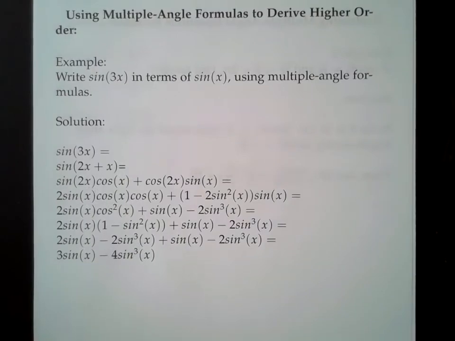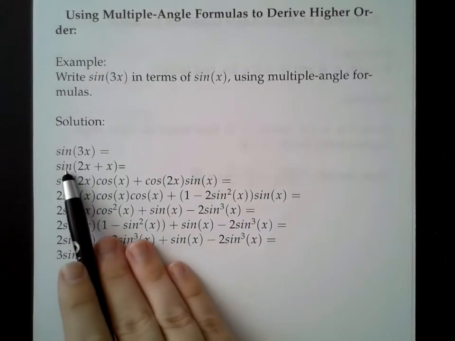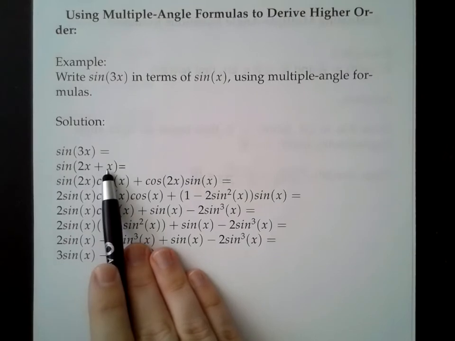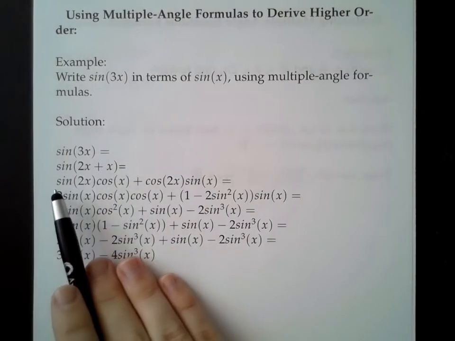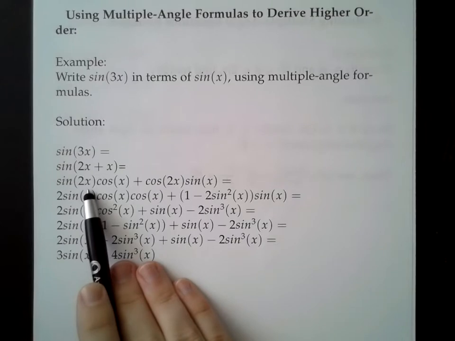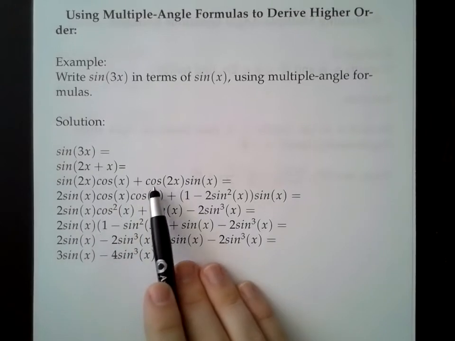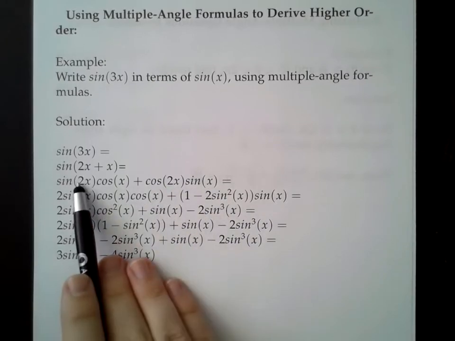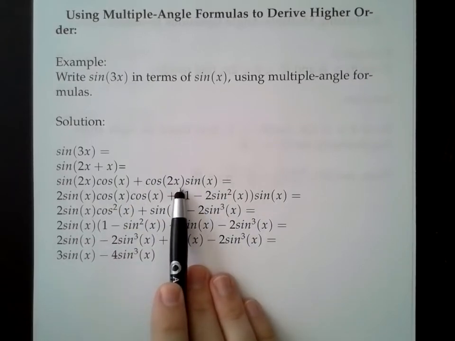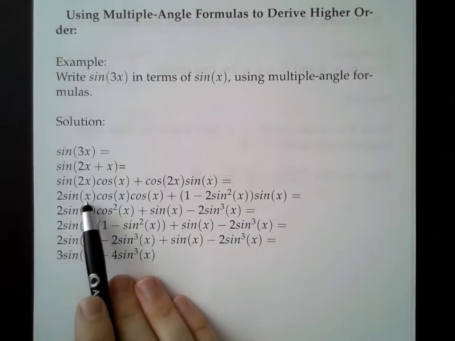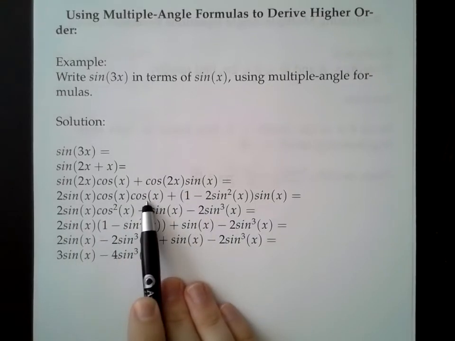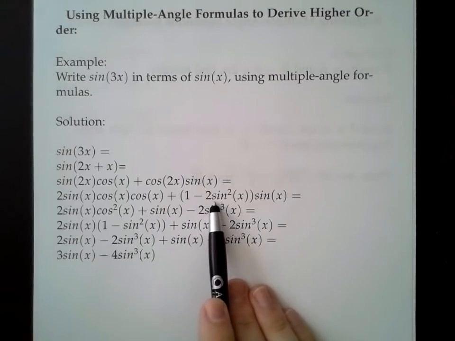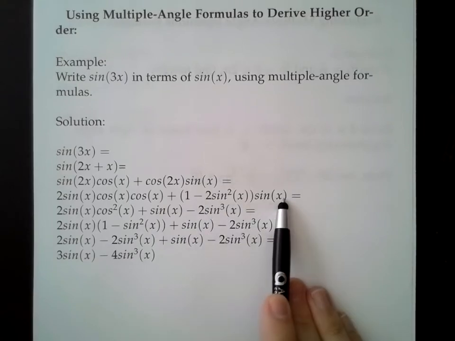So then what I'm going to do is I'm going to break this down. So I'm going to have sine of 2x plus x. I'm going to use my addition formula for sines. And what this is going to give me is sine of 2x times cosine of x plus cosine of 2x times sine of x. Now notice here that I'm also going to have my double angle formulas. And what this is going to give me is 2 sine of x cosine of x cosine of x plus 1 minus 2 sine squared of x times sine of x.